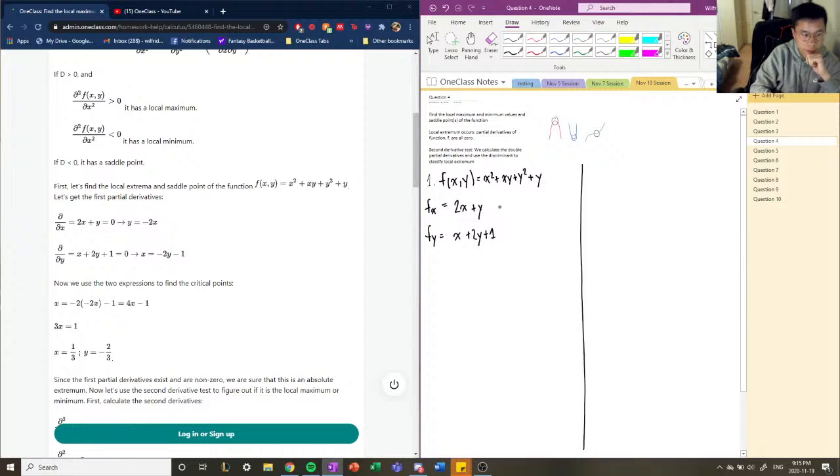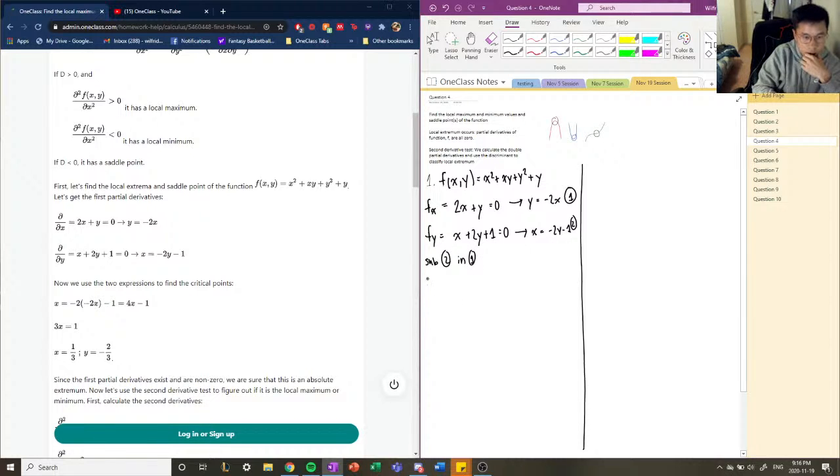Sure. So now we need to calculate when these equal 0, okay? So let's set these to 0. And so this equals 0 when y equals negative 2x. And this equals 0 when x equals negative 2y minus 1. Okay, so we're going to sub these into each other, to solve for the points where both partial derivatives are 0. I'm just going to label these 2 and 1. So sub 2 and 1.